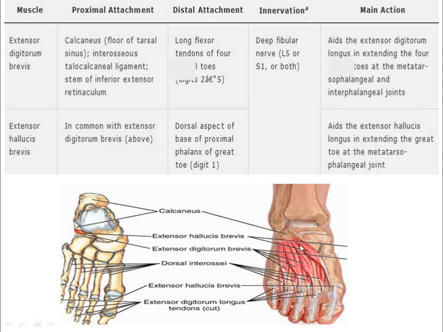The extensor hallucis brevis is helping the extensor hallucis longus in extending the great toe at the metatarsophalangeal joint, because it's attaching over here at the base of the proximal phalanx. Both are supplied by the deep fibular nerve.